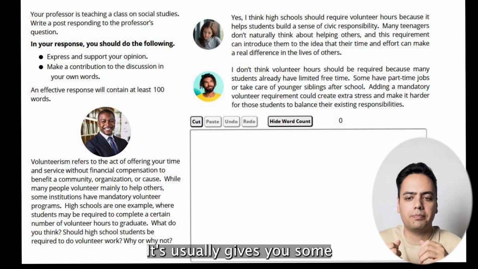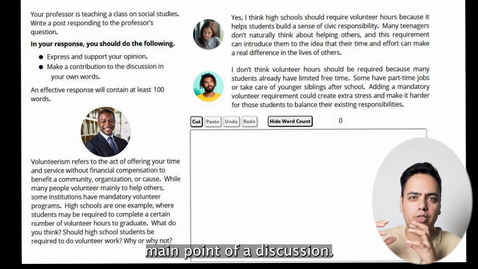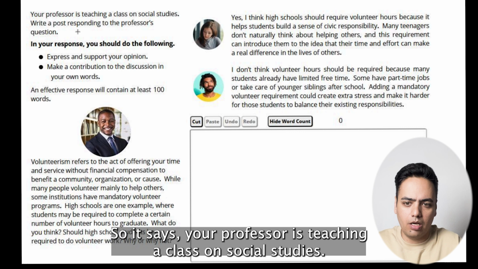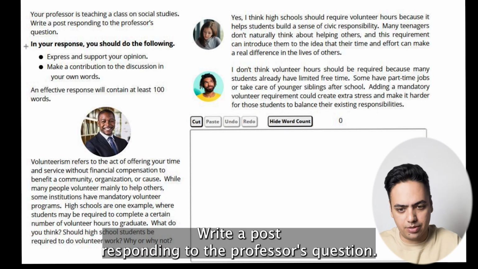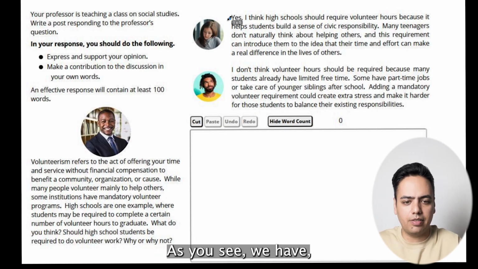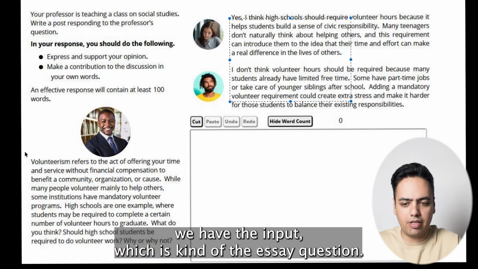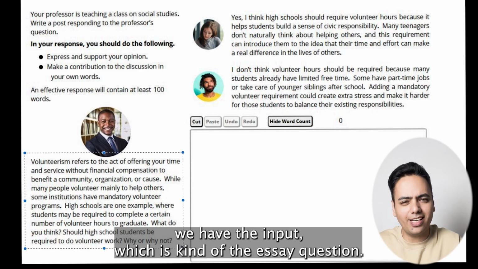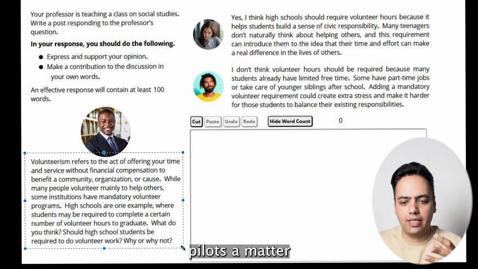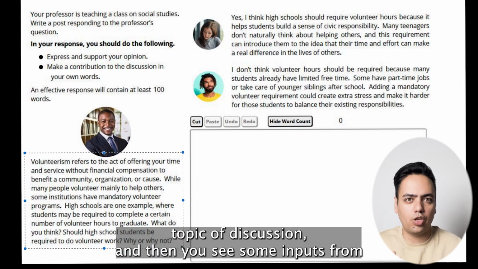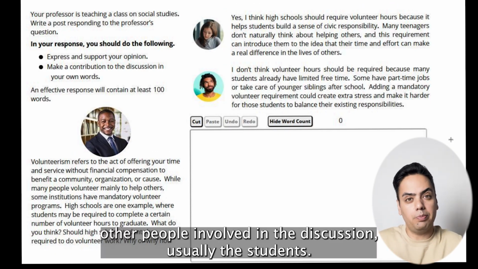It usually gives you some main point of a discussion. So it says your professor is teaching a class on social studies. Write a post responding to the professor's question. As you see, we have the input, which is kind of the essay question. It usually highlights a matter, a topic of a discussion, and then you see some inputs from other people involved in the discussion, usually the students.